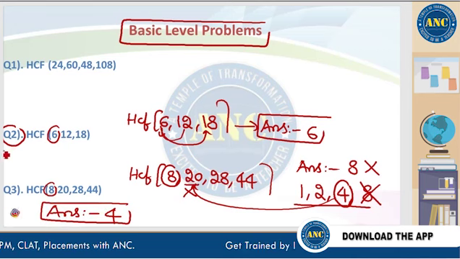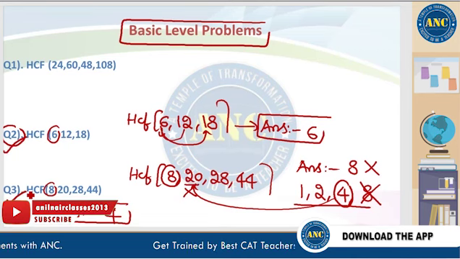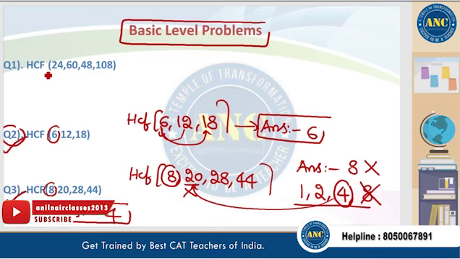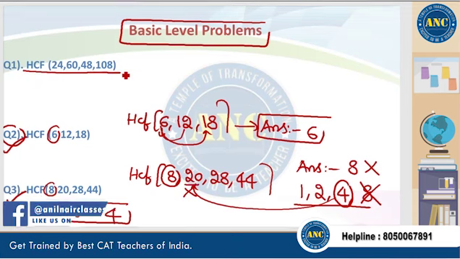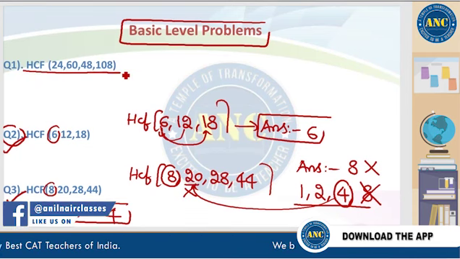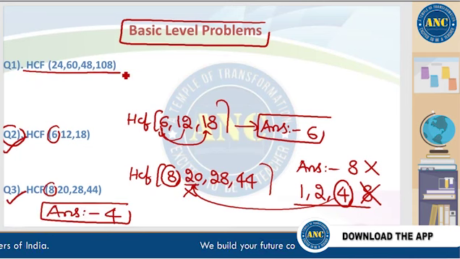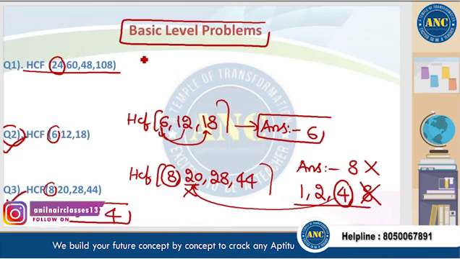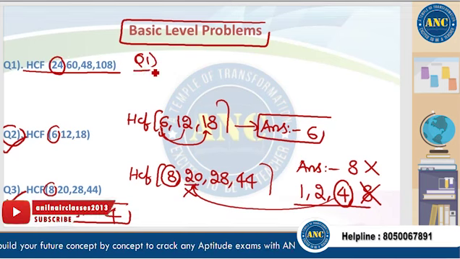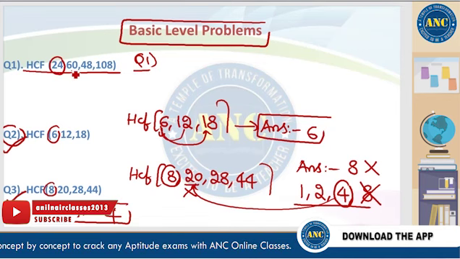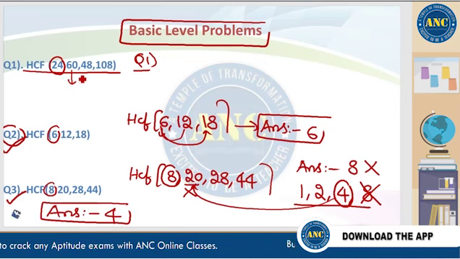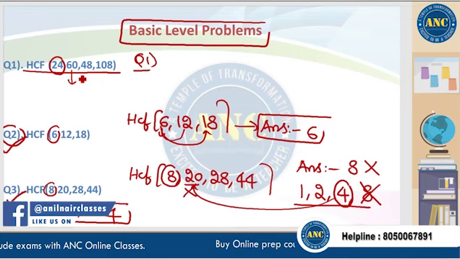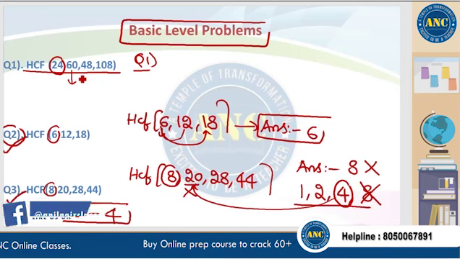I hope question 2 is basic, question 3 is also basic. Similarly, now automatically your mind will get into problem solving. HCF of 24, 60, 48, 108. Take the lowest number. Lowest number is 24. Is 60 divisible by 24? No. 24 3s are 72, 24 2s are 48.